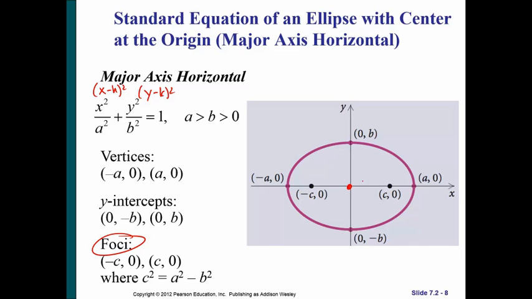The focal points are the locations c, where c is equal to the square root of a squared minus b squared. And remember, a was this distance, your horizontal axis, and b was this distance, your vertical axis. So that's how you find the focal point of the ellipse.